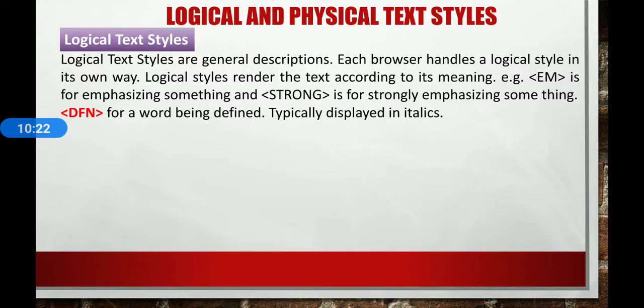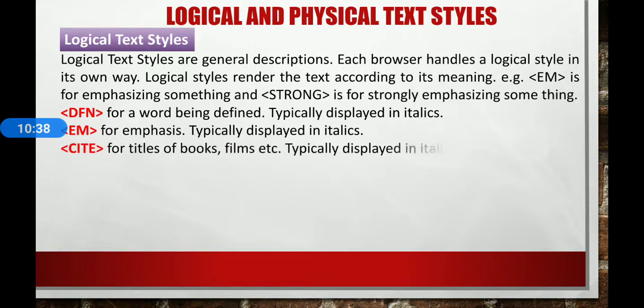Here are some logical text styles. DFN for definition, used for a word being defined, typically displayed in italic, and EM for emphasis, also displayed in italic. This is the cite tag. The cite tag is for the title of a book, film, etc., and it is also displayed in italics.